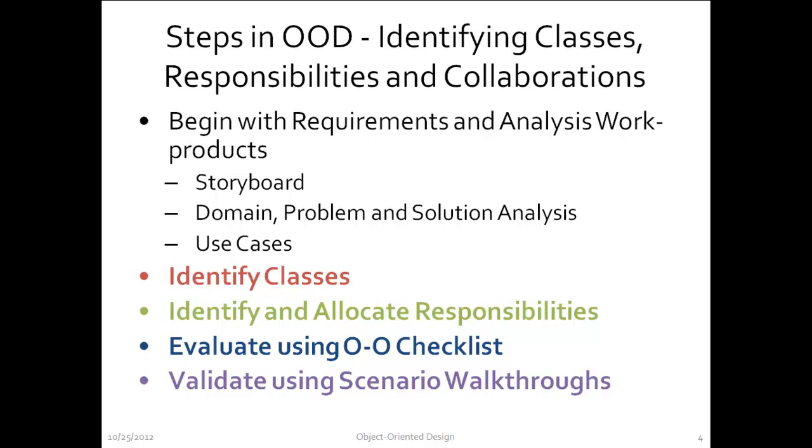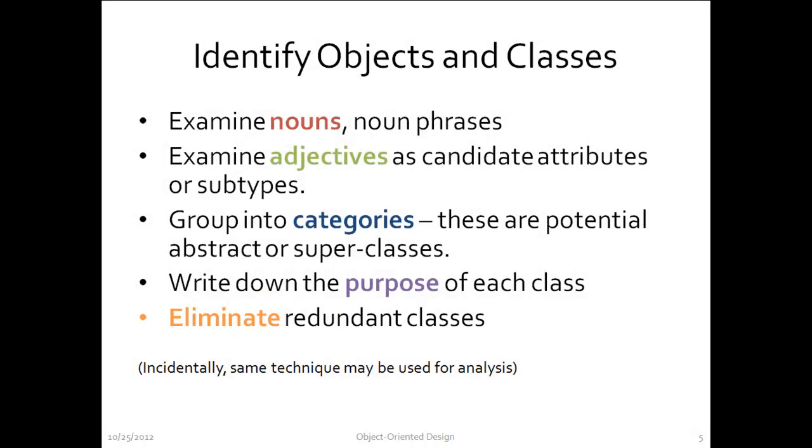The first step is to identify the classes in your program. The second step is to identify and allocate responsibilities to your classes. The third step is to evaluate this allocation using an object-oriented checklist. And finally, the fourth step is to validate this design, this allocation of responsibilities to classes, using what are called scenario walkthroughs.